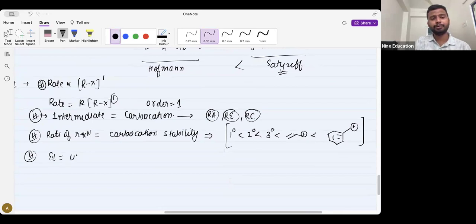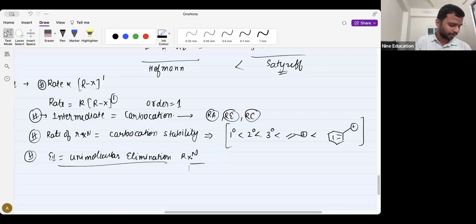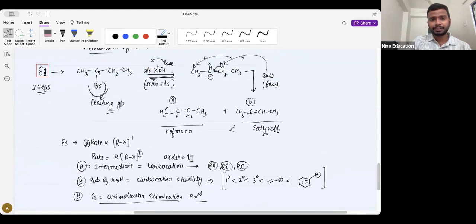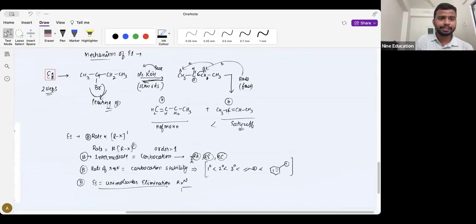E1 elimination is also called unimolecular elimination reaction. Unimolecular elimination reaction, E1 elimination. So this is about E1 elimination. Simple. I'm giving you 2 minutes. Write this in your copy: E1 elimination.